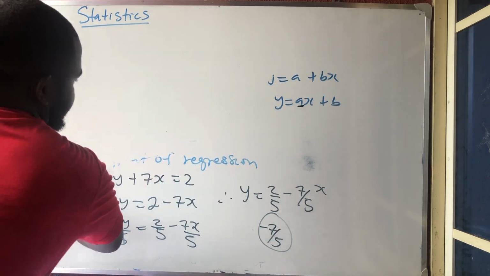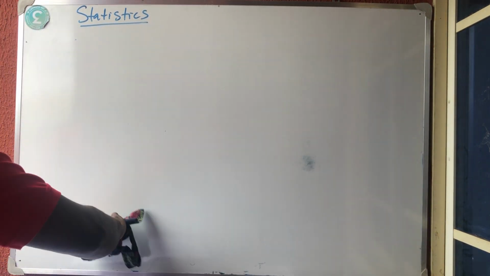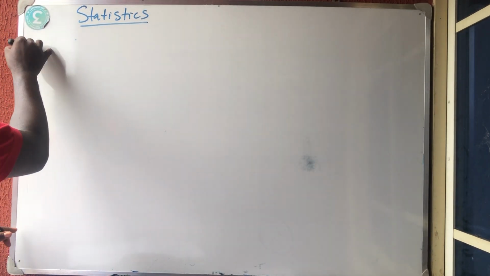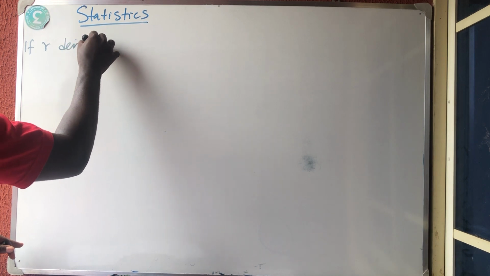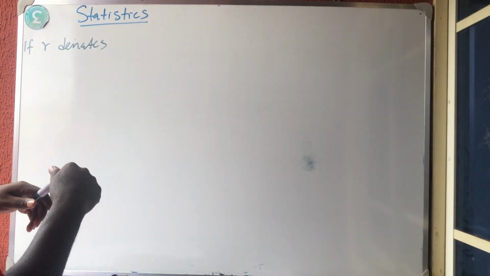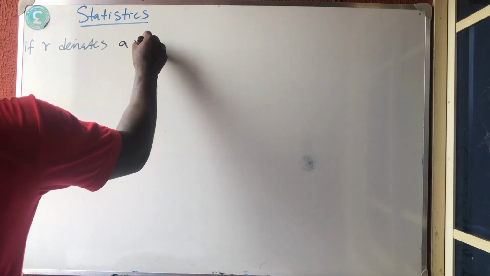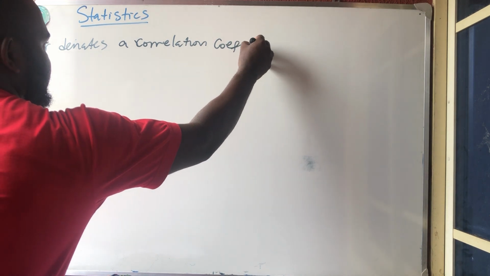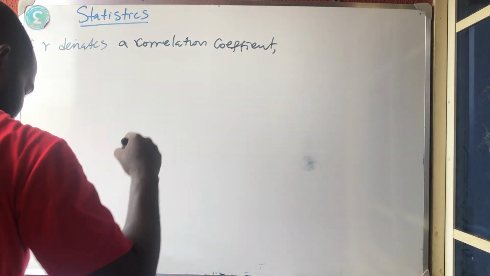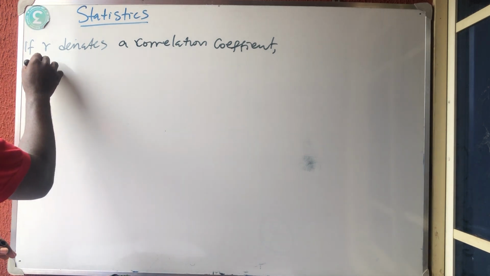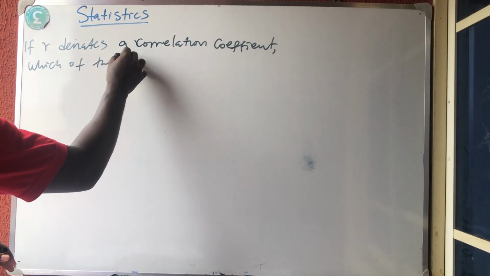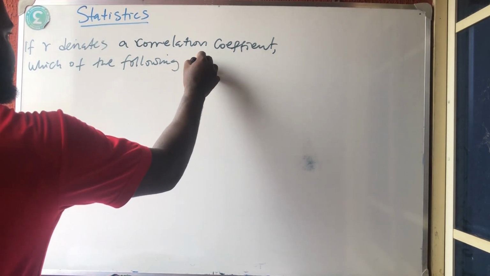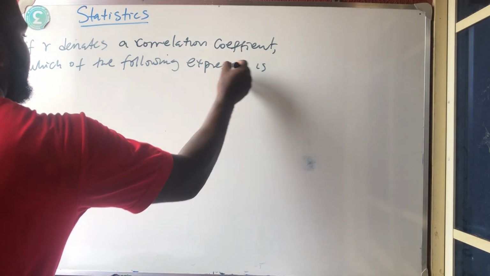So let's take the next question. See, these things are very, very simple. So the next question here said, if r denotes a correlation coefficient, which of the following expressions is not true.